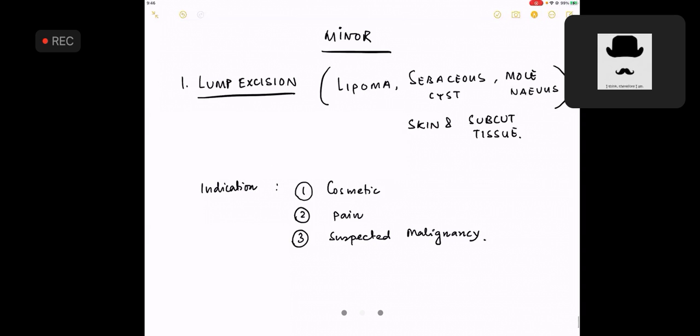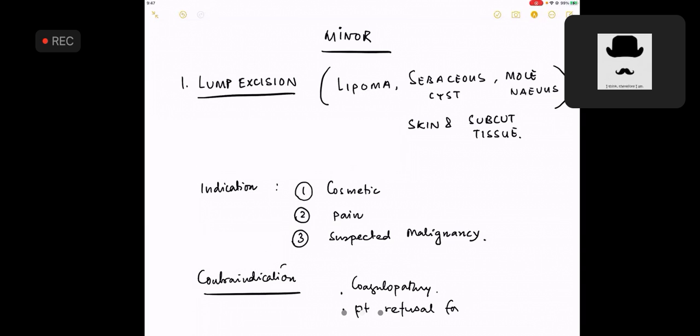What are the contraindications? They do not have any contraindications except that, remember, coagulopathy is a common contraindication. Patient's refusal for the operation. These are again common things that will be seen across the day. You can use this word everywhere.